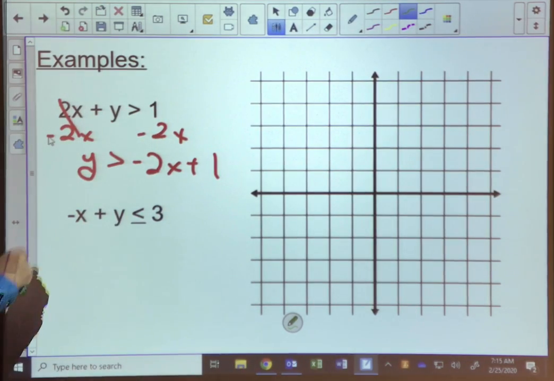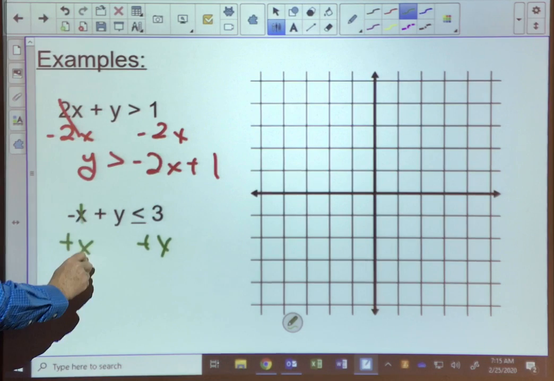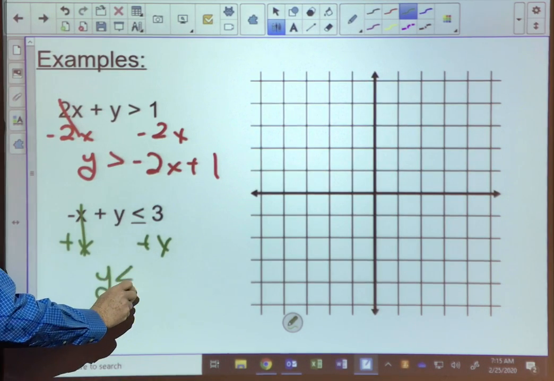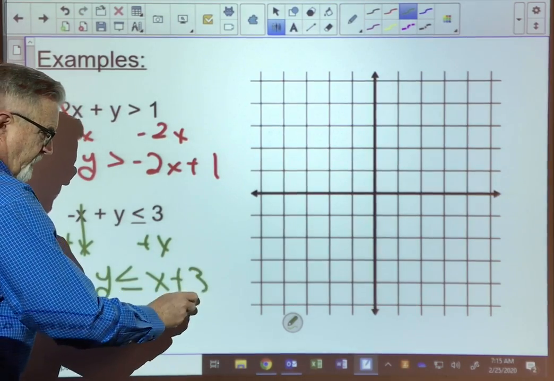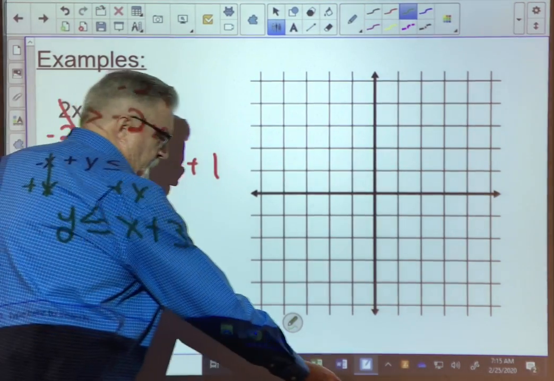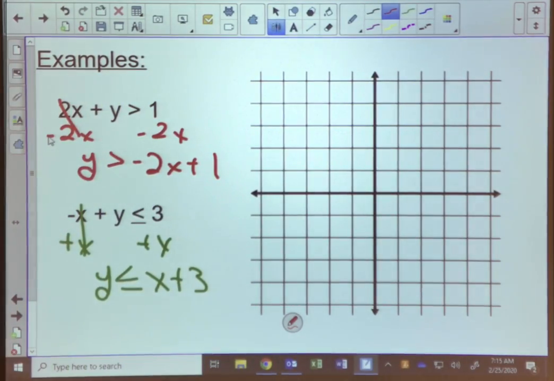Let's go ahead and put this one in slope-intercept form. We need to get the x to the other side so we can isolate y. So let's add x to both sides. When we do so, we've got y is less than or equal to x plus 3. So we've got them both in slope-intercept form, so let's go ahead and get the graphs in.